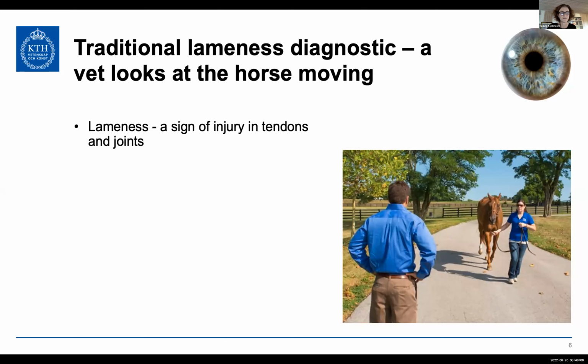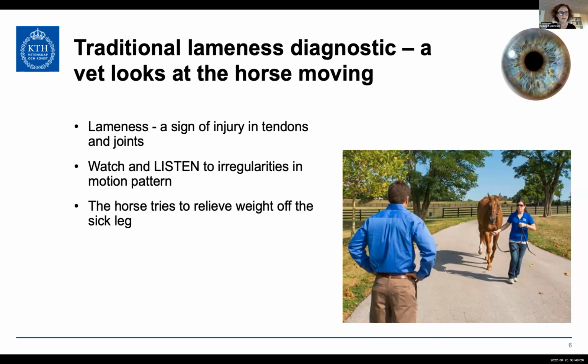So traditionally, what you do is that you have a veterinarian looking at the horse running back and forth. The veterinarian watches the horse, but also listens to the irregularities in the sound when the hooves hit the ground. Basically the lameness comes from the horse trying to take weight off the leg with the pain in it. And this takes very, very long experience to do such examinations.